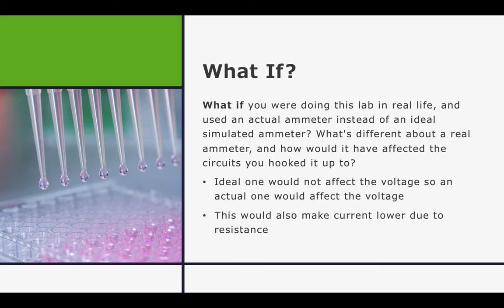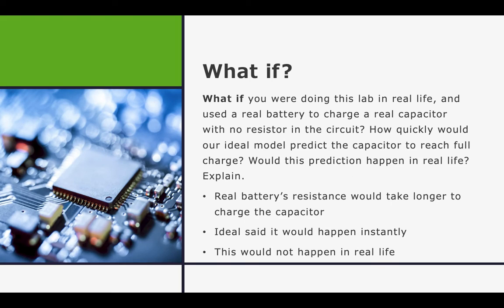So, what if we were doing this lab in real life and we used an actual ammeter instead of an ideal simulated one? The ideal one would not affect the voltage, but an actual one would, due to resistance within it. So this would make the current lower due to this resistance, and it would have taken longer. The same thing would have happened if we used a real battery instead of an ideal battery.